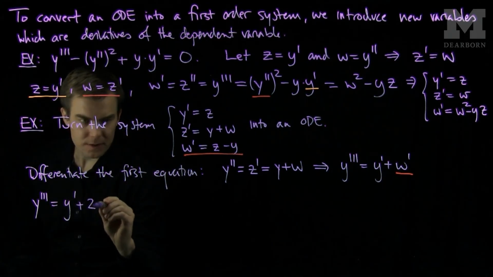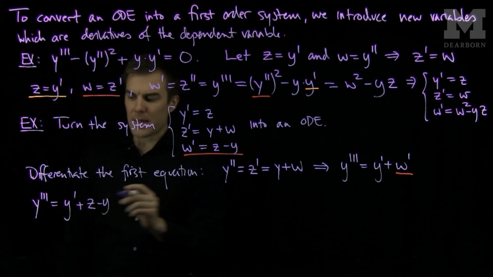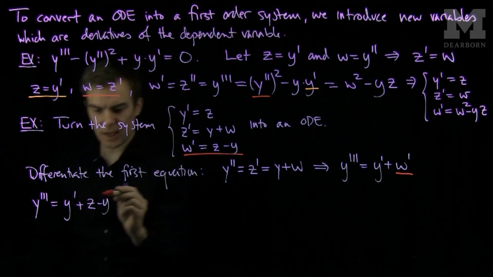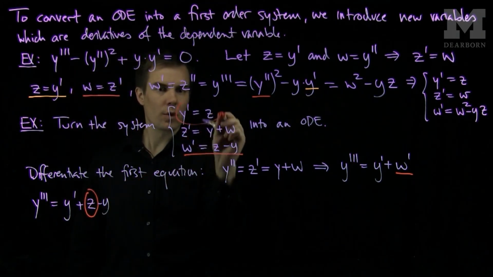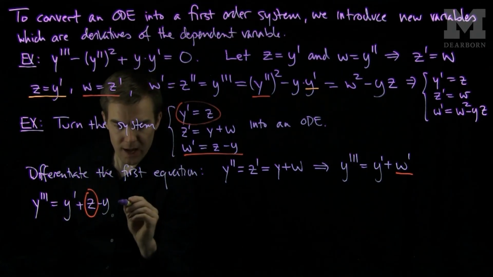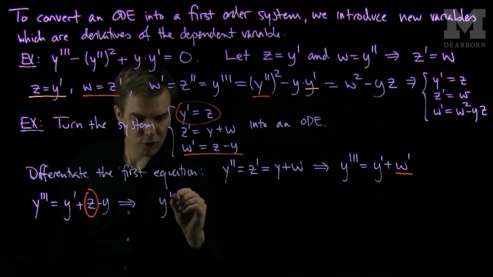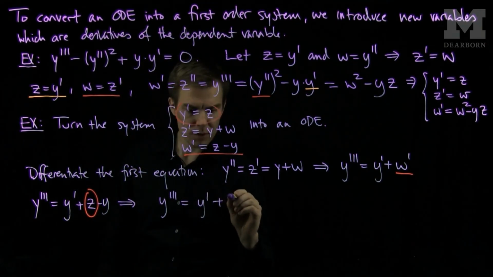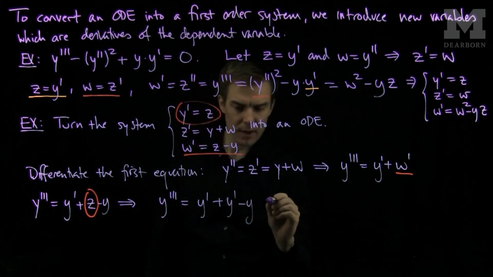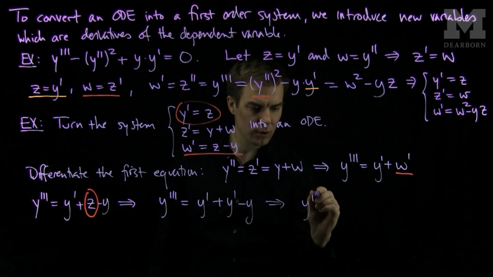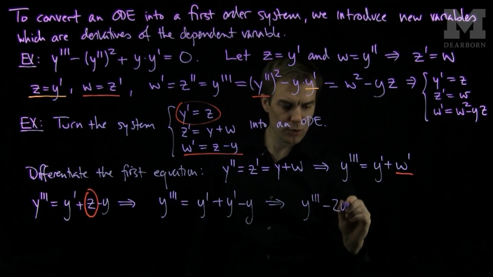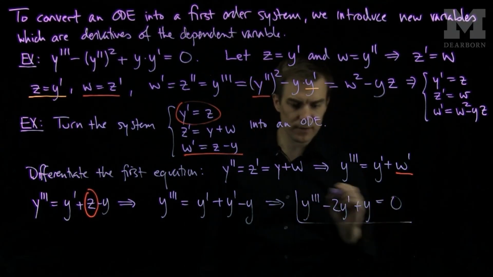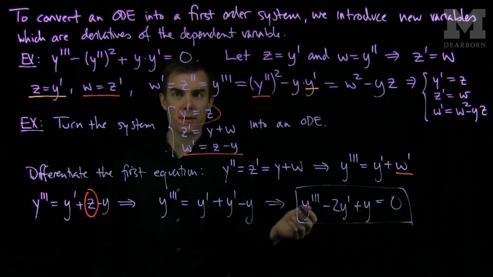plus z minus y. Now everything in this equation is in terms of y except for the z. But we now know that the z can be replaced with y prime. This implies that y triple prime is equal to y prime plus y prime minus y. And when we simplify this, we see that y triple prime minus 2y prime plus y is equal to 0. And then we have transformed the system into a third order equation.